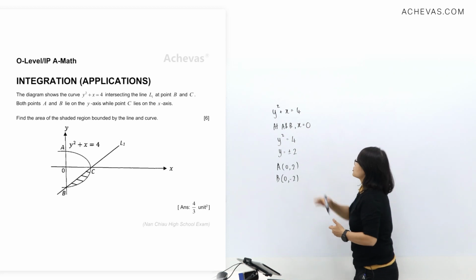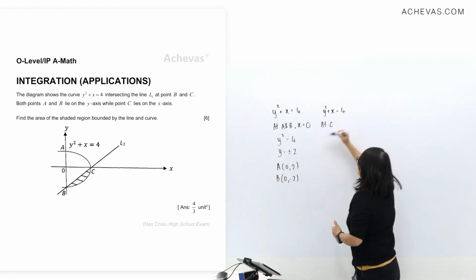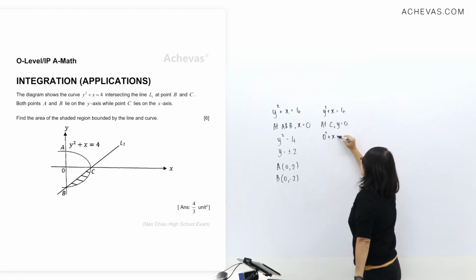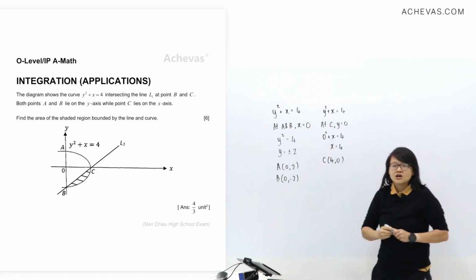I'm going to do the same. So I have the same equation here: y squared plus x equals 4. And we know C is on the x-axis, so we're going to insert y as 0 this time. So I put 0 here, and x will be equal to 4, which is the coordinate for the C value. So I'm going to write C as (4, 0).